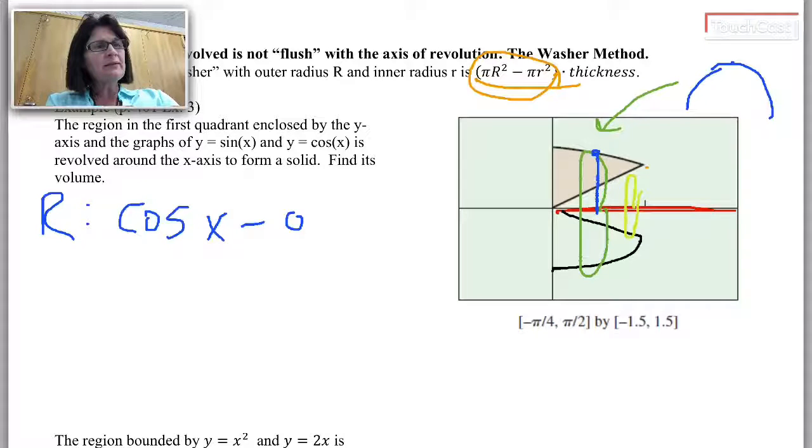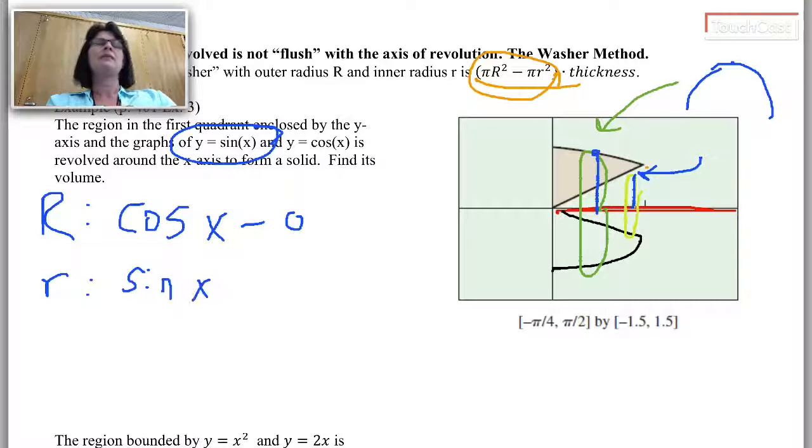If I try to draw in the radius of the little green circle, I'm going to call this little r. Again, I have a vertical line segment. I'm going to subtract top y minus bottom y. The top of that little green circle bumped into whatever the bottom curve of that region is. I think that's sine of x. So it's going to be sine of x. Again, I can write minus 0. So I'm going to write an expression for the volume of this solid that I would get.